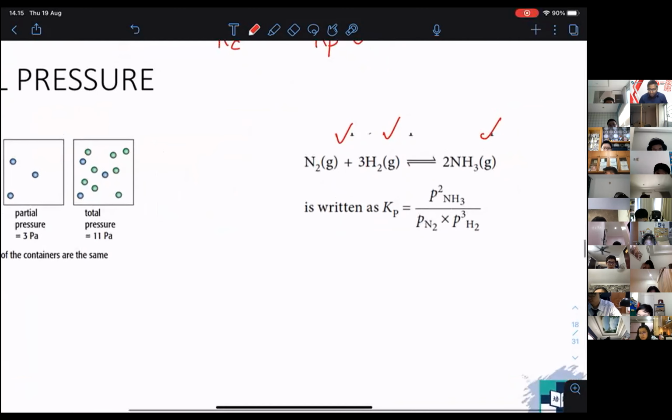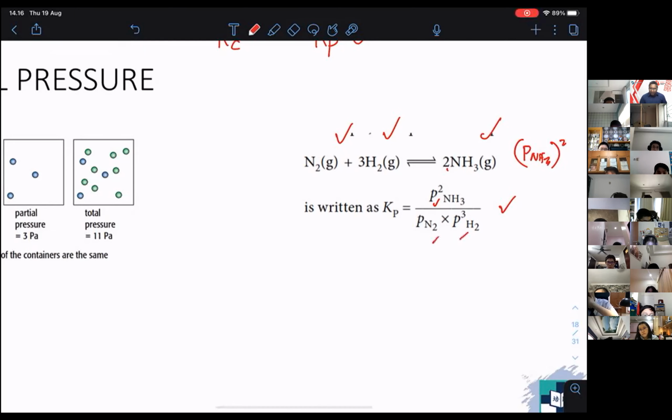And you see how it is written. P to the power of 2. Some of them actually write P NH3 and then to the power of 2. Depends, I'll just leave it to you. But this is how they write it in the textbook. Whatever way that you write, make sure you get the final answer correct. That is my point over here. No point you write everything correctly, but in the answer you are getting it wrong. So make sure you get the final answer correct.